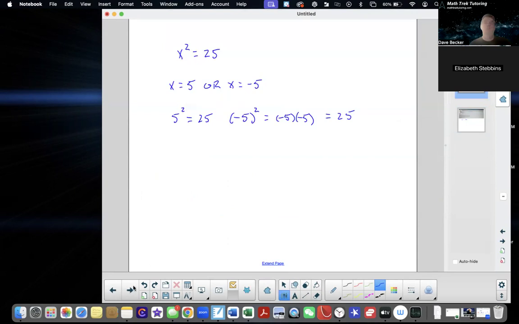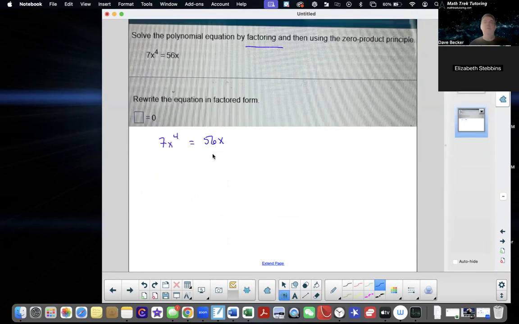Okay, so we're going to do the same thing. We're going to subtract 56x, and it's equal to 0. You good? Yes. And factoring, again, we're looking at what it has in common, and we don't have to split it up like we did the last one. So, are you able to look at 7 and 56 and see if they have a factor in common? Not really.